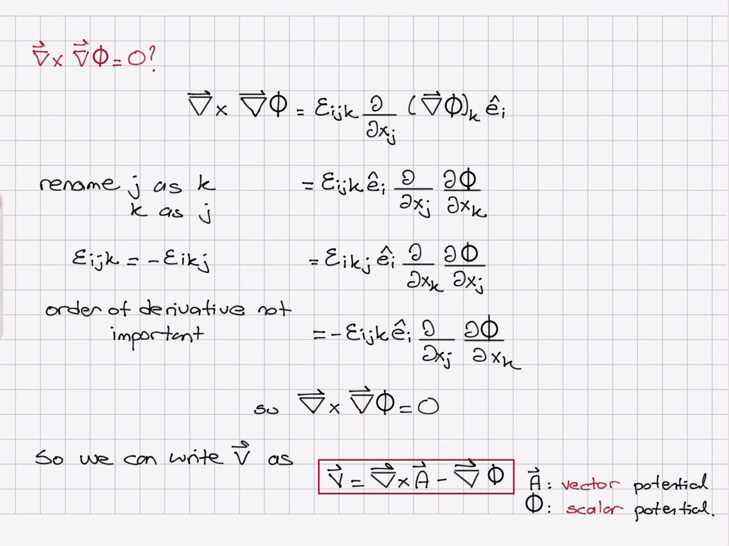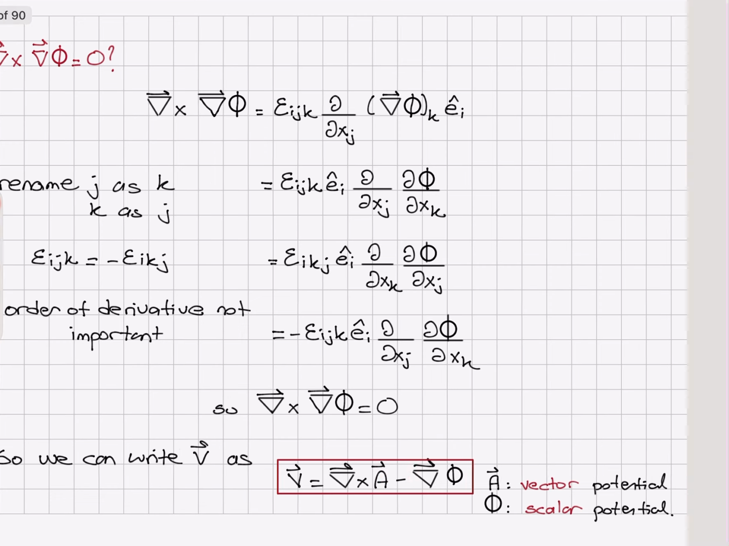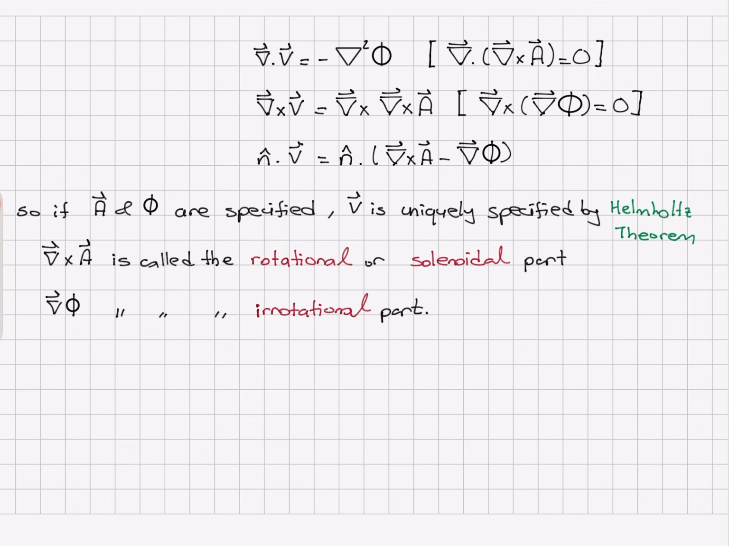So that means I can write a vector field V as curl of a vector potential minus the gradient of a scalar potential. If I can find out what these potentials are, then this vector field is uniquely specified by Helmholtz's theorem. The curl A part is called the rotational or solenoidal part, and gradient phi part is called the irrotational part.